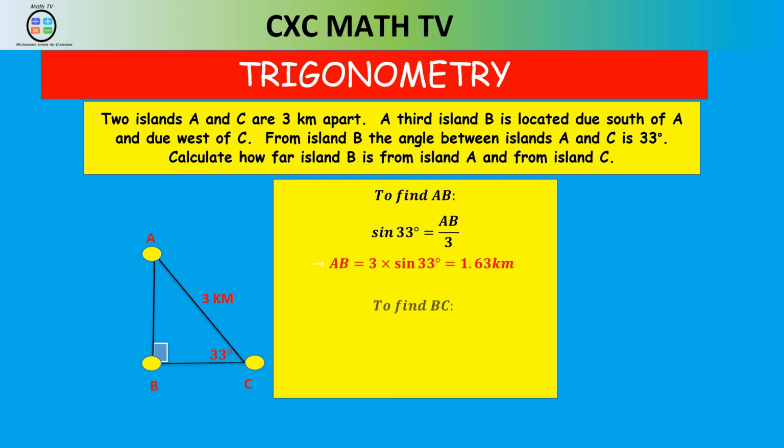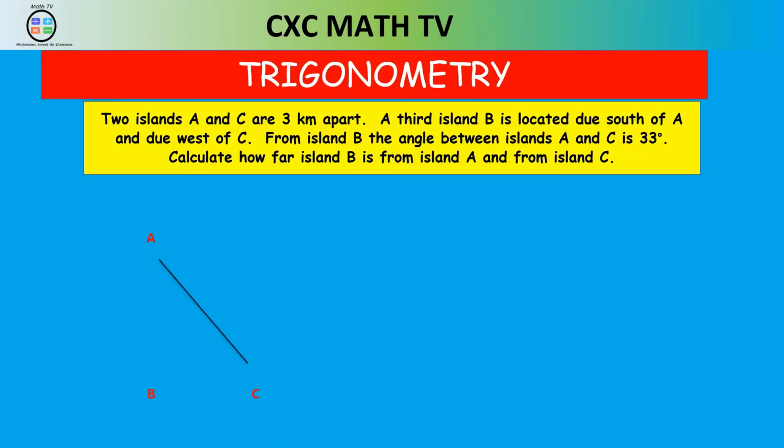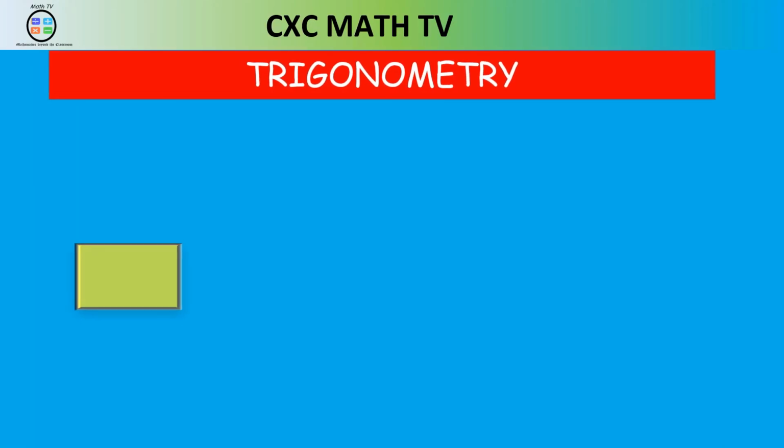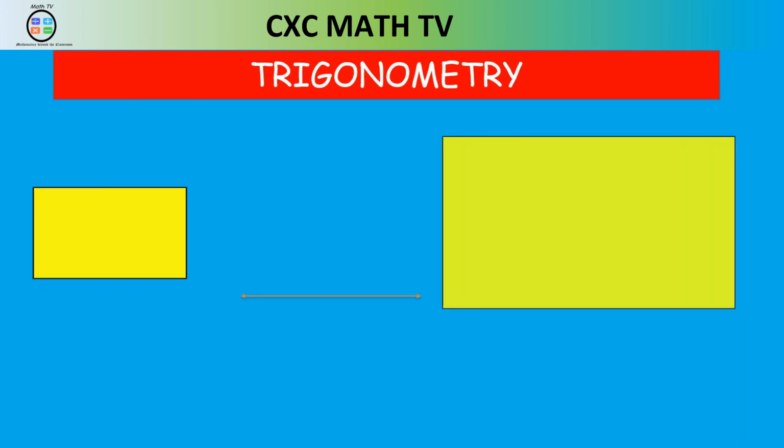Now to find BC, BC is what? The adjacent. Since BC is the adjacent, it's going to be the cosine. Cosine deals with adjacent. So the cosine of 33 degrees is equal to the adjacent CB over the hypotenuse 3, and then we transpose. And so CB is equal to 3 times the cos of 33 degrees, which is 2.52 kilometers.